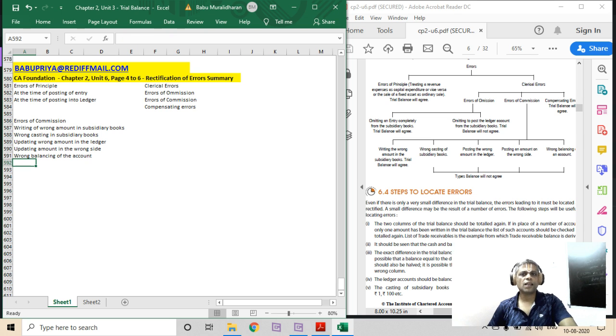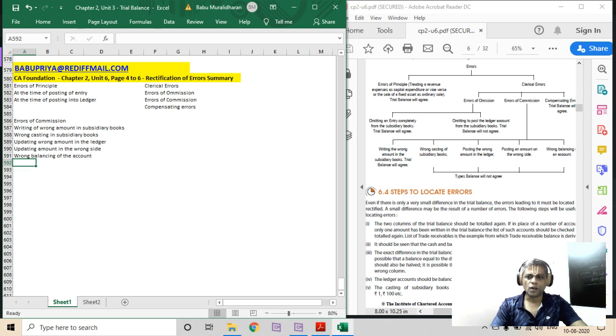Some of these will affect the trial balance, some will not. If it is affecting the trial balance, we'll take it to the suspense account. If it is not affecting the trial balance, then detailed research has to be made to identify the errors and then rectify them within the same period if possible. So this is a summary of the errors that we have seen so far.